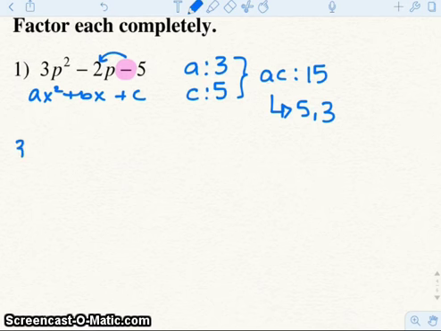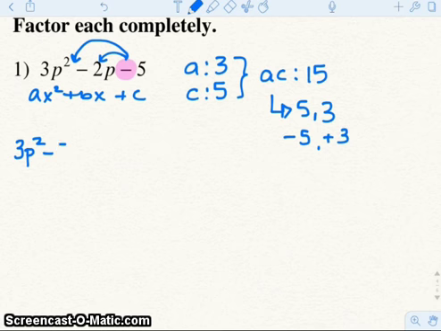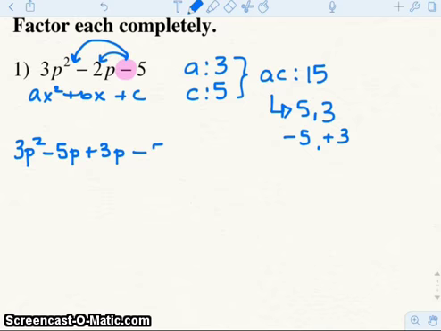So I recopy the 3p squared. And now I'd ask myself, since my second sign was negative, my signs are going to be different. This tells me the sign of the larger number. So it's going to be a negative 5 and a positive 3. So now I rewrite this as negative 5p plus 3p minus 5. So all I did here was rewrite negative 2p as negative 5p plus 3p. If you were going to combine like terms, you would get negative 2p. I just changed the appearance, I didn't change the value. It would be like trading a $5 bill for 5 ones. Same value, different appearance.